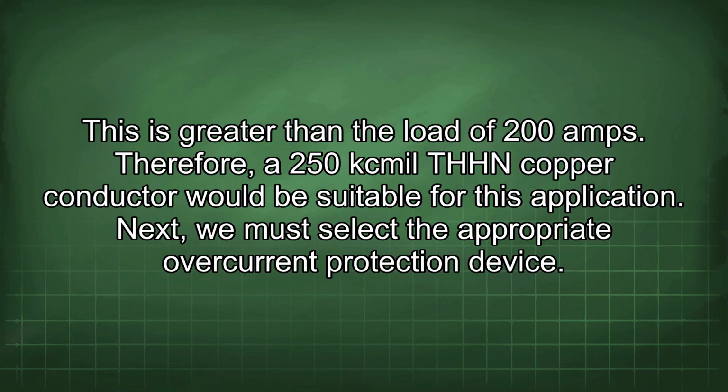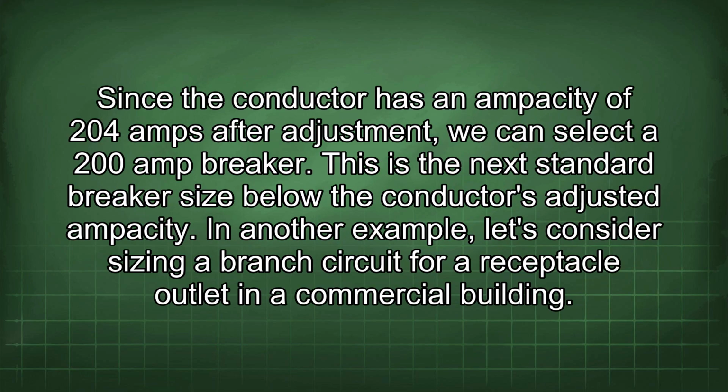Next, we must select the appropriate overcurrent protection device. Since the conductor has an ampacity of 204 amps after adjustment, we can select a 200 amp breaker. This is the next standard breaker size below the conductor's adjusted ampacity.